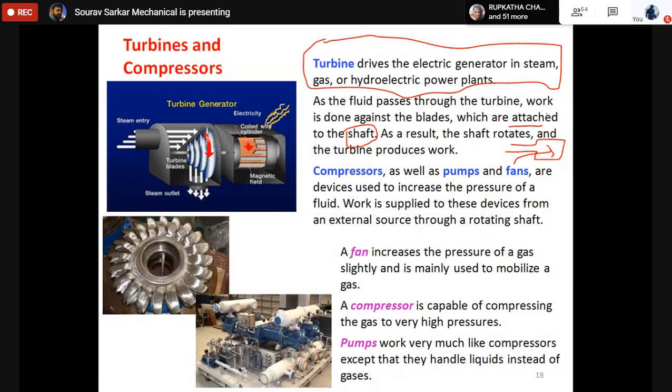In the other case, the fluid is coming and you are adding some energy to this fluid. What kind of energy can you add? You can add pressure, you can add velocity. Due to that, the leaving fluid has higher energy. That is basically called the compressor. So these are the two important devices in any power plant.